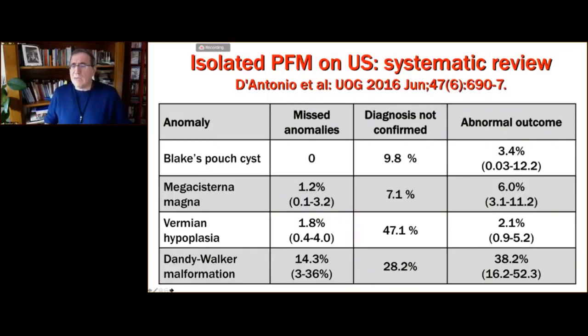What is important to remember is also that vermian hypoplasia is frequently not confirmed after birth. A large proportion of cases that are diagnosed with vermian hypoplasia in the second trimester are found to be normal at birth, and it would seem that the proportion of neurologic sequelae in these cases is quite limited, which makes counseling particularly difficult in these cases.